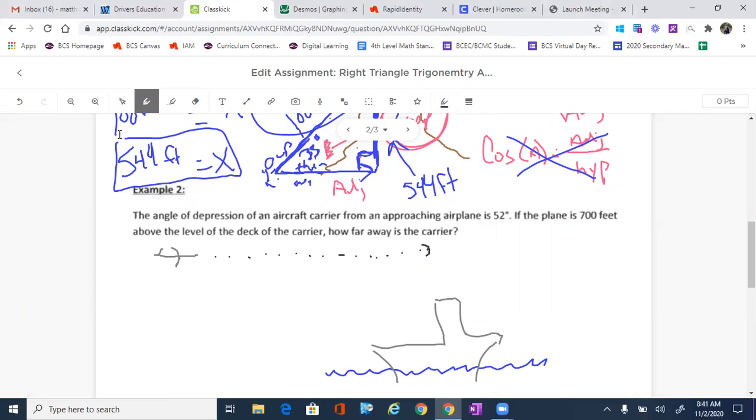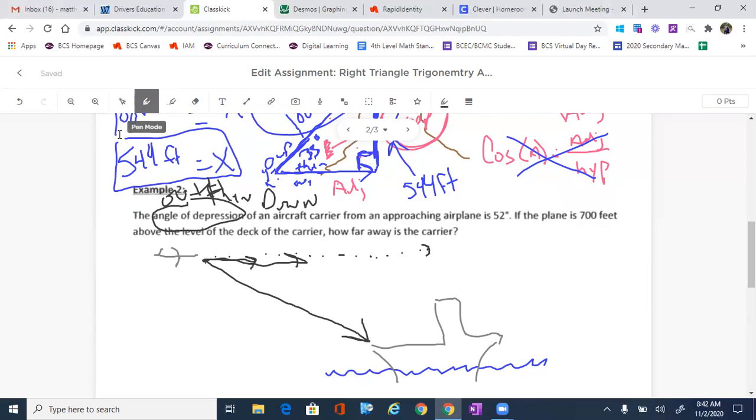So remember, angle of depression is out, then down, out, then down. Okay, so we go out, then we go down, just like that. Except for this plane, let me go ahead and just make sure I draw it a little bit better. This plane is going out, and then it looks down towards the aircraft carrier at 52 degrees. So it is going in this direction.